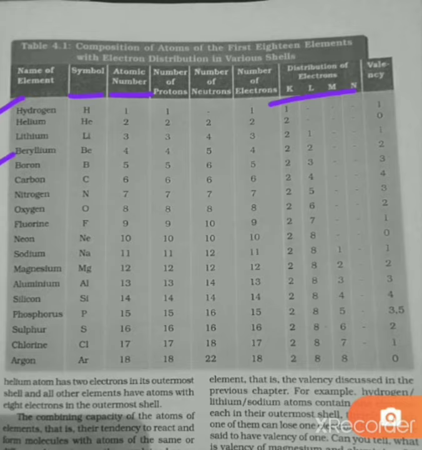Now students, similarly for beryllium, its symbol is Be, atomic number is 4. In K shell there will be 2 electrons, in L shell there will be again 2 electrons because there are 4 electrons. And as in outermost shell there are 2 electrons, its valency will be 2.